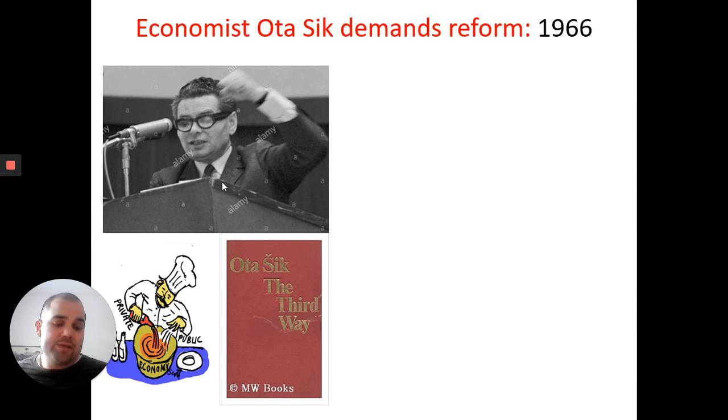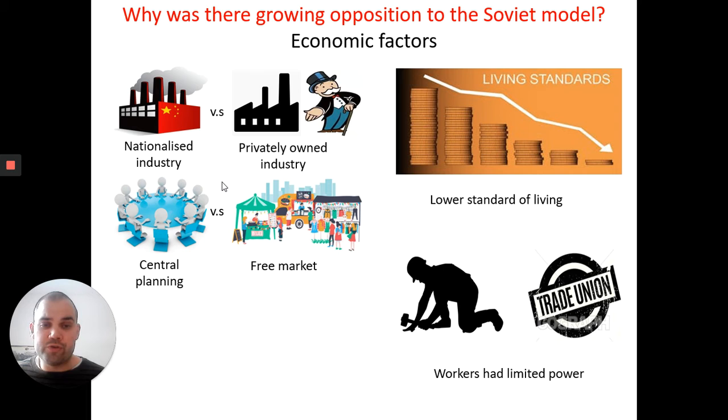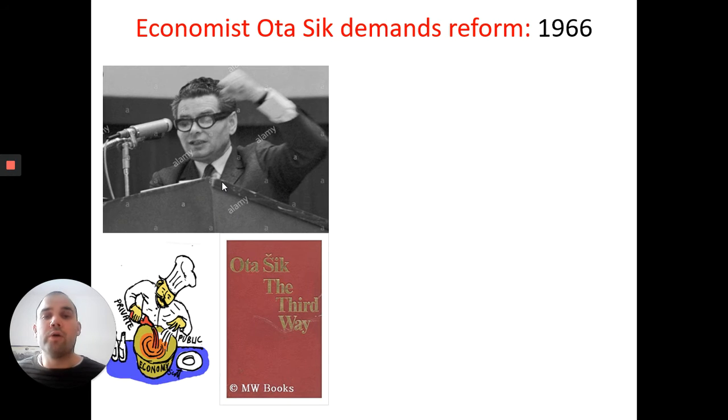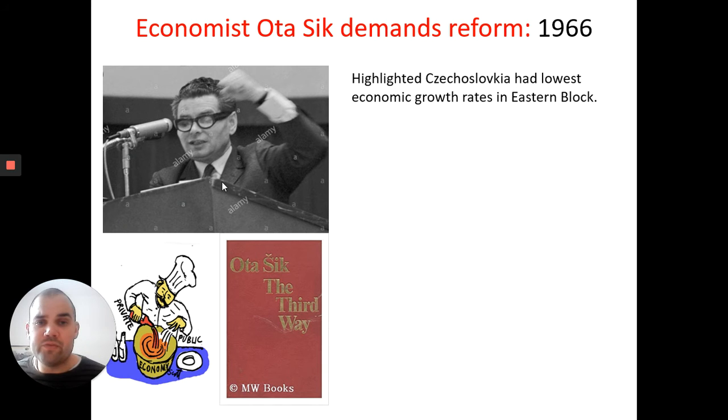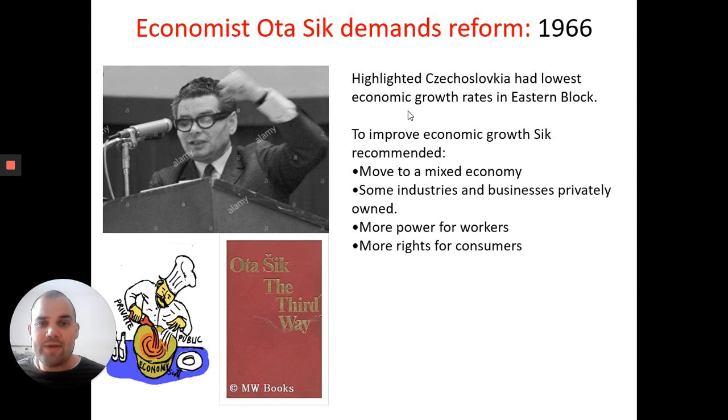So he wasn't anti-communist. He just believed that there was a better economic model that could be used to improve the standard of living for Czech people and to give ordinary working people more power. Okay. So in 1966, he made a series of demands. He pointed out, first of all, that Czechoslovakia had the lowest economic growth rates in the whole of the Eastern Bloc. Even compared to other communist satellite states like Hungary or Poland, Czechoslovakia had particularly poor economic growth, before you even began comparing it with the Western societies.